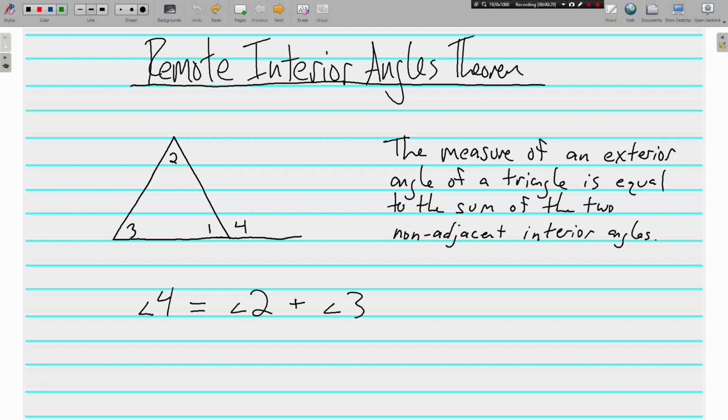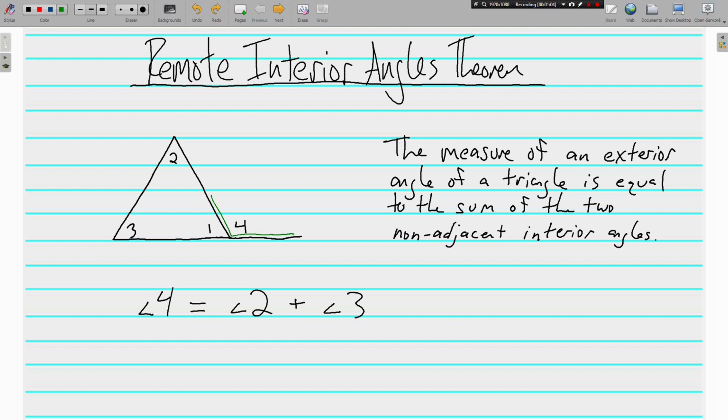Okay, first of all, an exterior angle is going to be one that's on the outside of the triangle. In my diagram here, angles 1, 2, and 3 are all interior, but angle 4 is on the outside. It's an exterior angle.